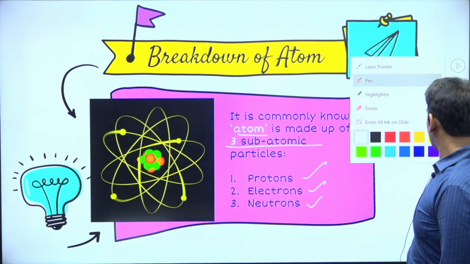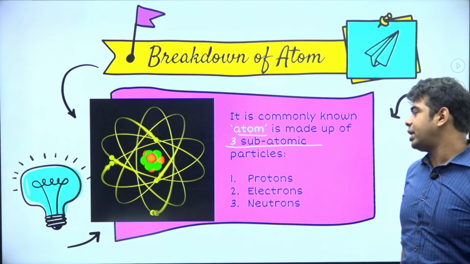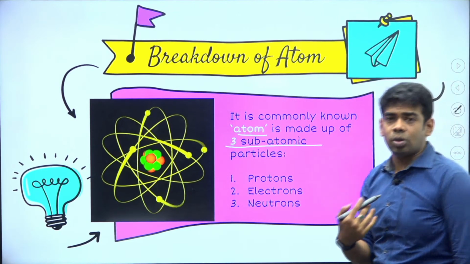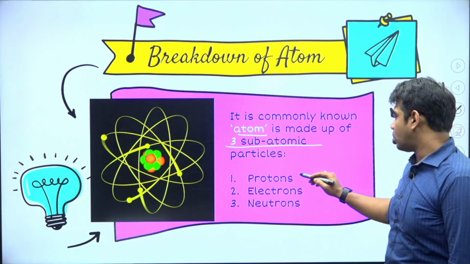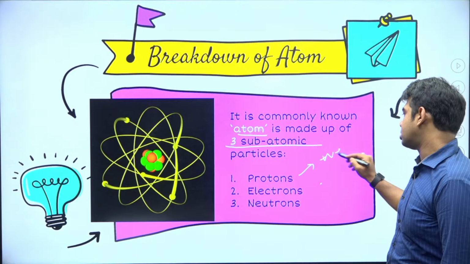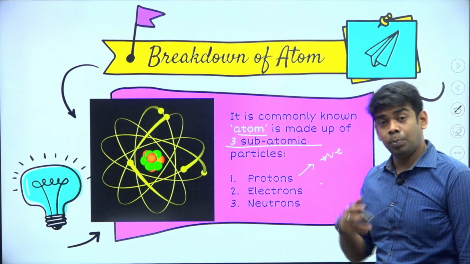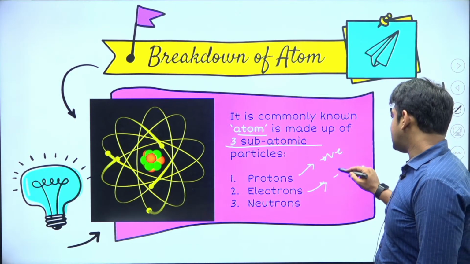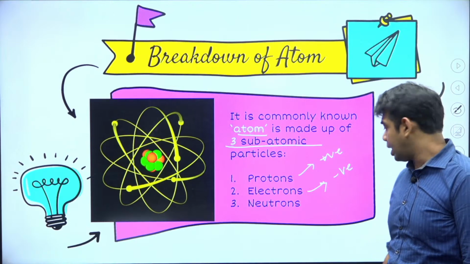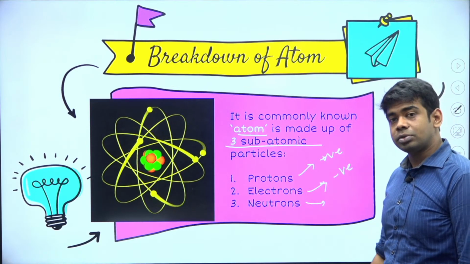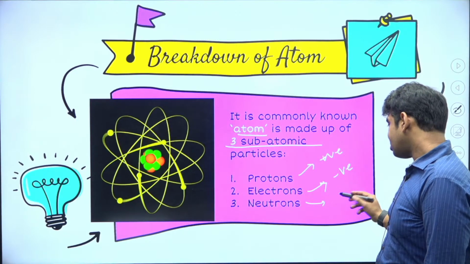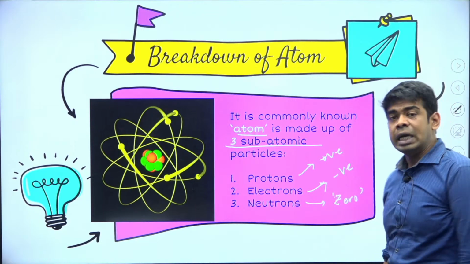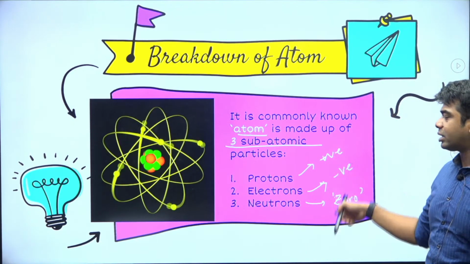Now let's study and understand what is the difference between proton, electron, and neutron. All of these three are your subatomic particles. Protons are positively charged. Electrons are negatively charged. And moving on to neutrons, neutrons are neutral, so you have zero charge. This is the first point which you have to understand about these three.